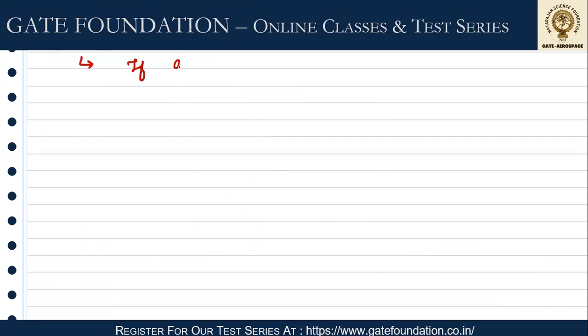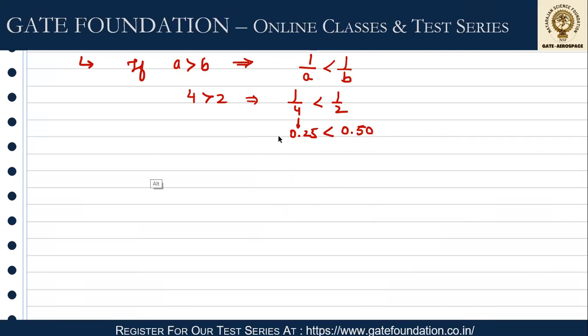If a is greater than b, then there is an important result. What happens when I take the reciprocal? If I take the reciprocal, in that case, the inequality sign changes. Let's take an example, 4. 4 is greater than 2, but 1 by 4 is less than 1 by 2. Why? Because 1 by 4 is 0.25 and 1 by 2 is 0.50. Right? So 0.25 is less than 0.50.